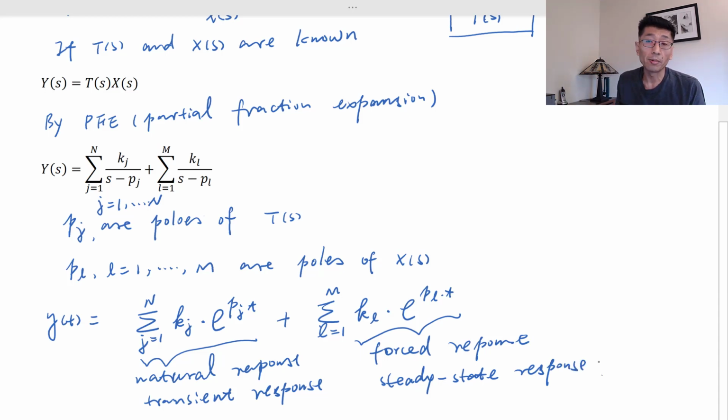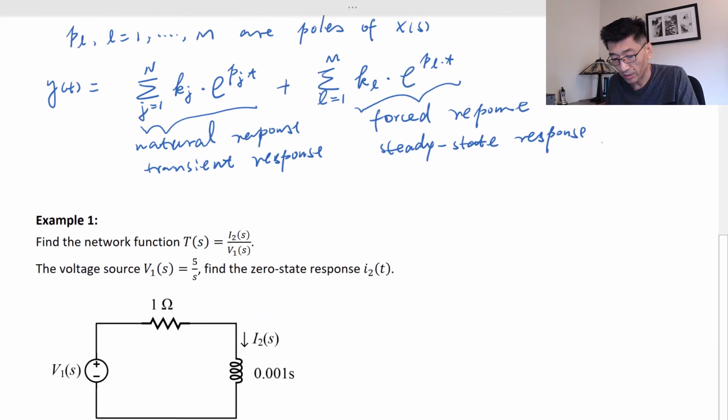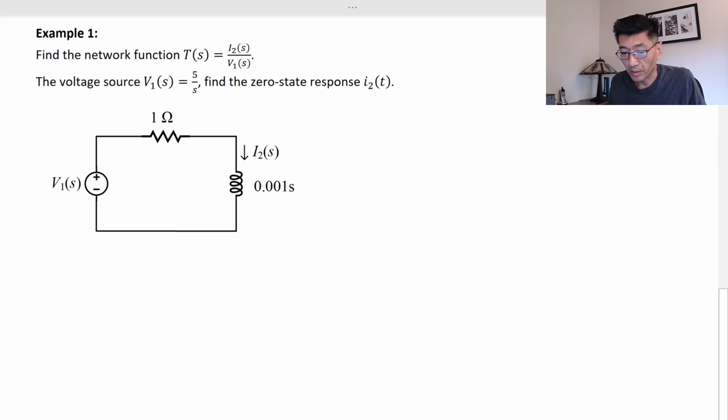And that's what you see: if we know the network function, we can figure out the output. Also, the network function carries the information, carries the poles. So this network function T(s) is determined by the network itself, not by the input or output, right? Although we define this network function in the form of the ratio between the response Y(s) and the input. So let's look at an example and see if we can get a better understanding of this.